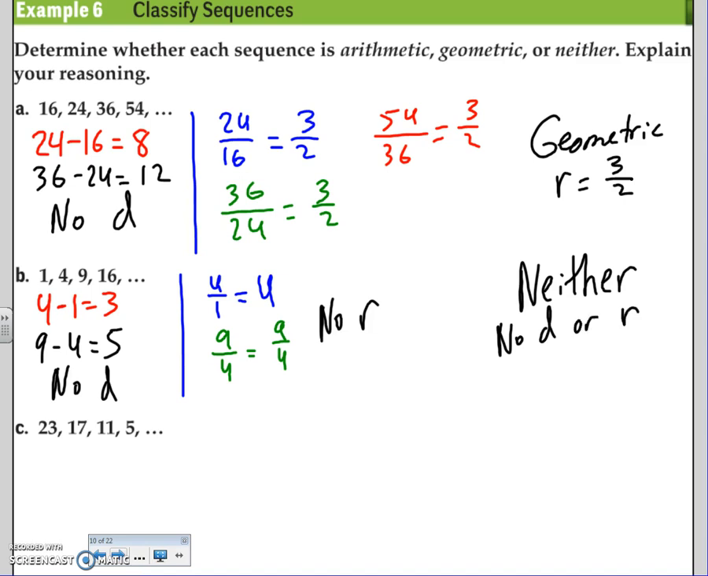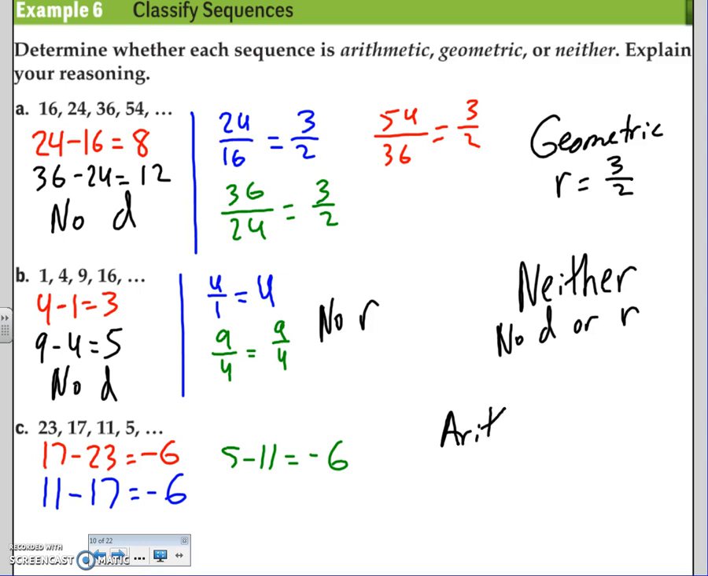Alright, and the last one. Down here, let's try subtracting. 17 minus 23 is negative 6. Looks like we're subtracting 6. 23 minus 6 is 17. 17 minus 6 is 11. 11 minus 6 is 5. We're good. So I can check again. 11 minus 17, that's negative 6. And if I do the next one, 5 minus 11, I get negative 6. Because they all match, we have an arithmetic sequence with d equals negative 6.